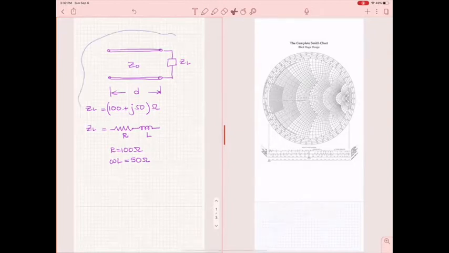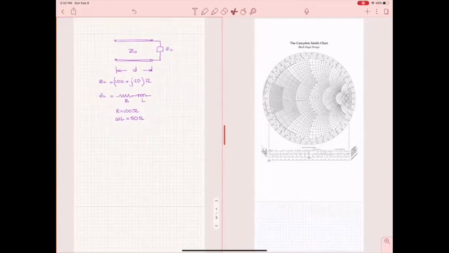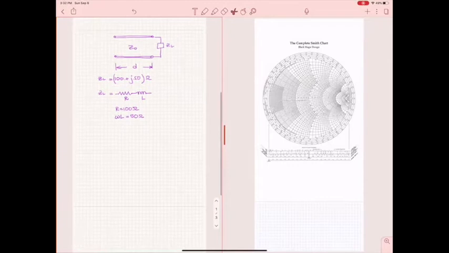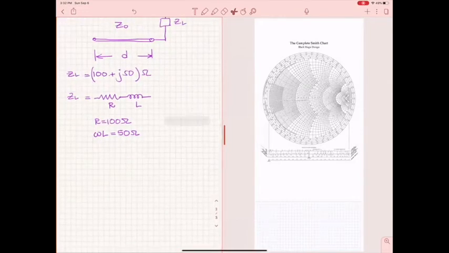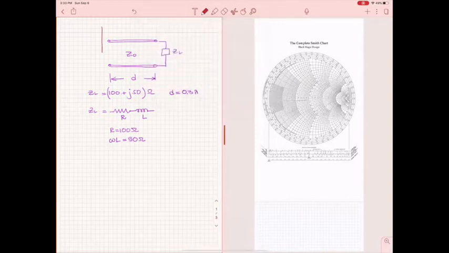Okay, now we take this, make it smaller, move it there. Let's assume also that D is 0.3 of the wavelength. So somebody gives that to me, and they say, number one, find the input impedance here.